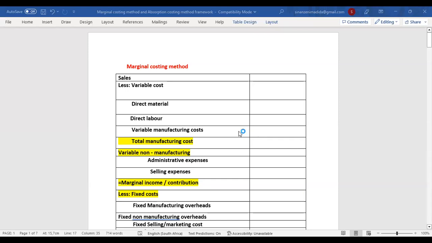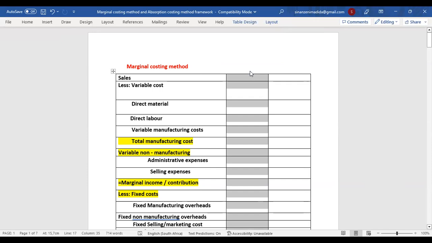This is the framework which we are required to follow when we are making marginal costing. We are using the marginal costing method to make our income statement. We have got the column for per unit and for the total.